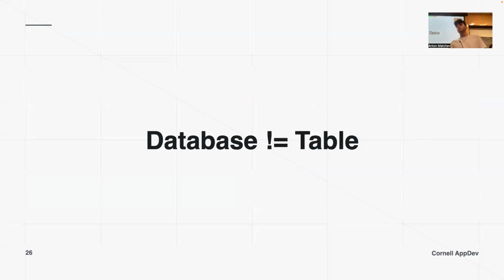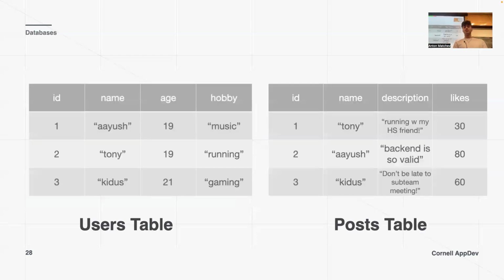One key thing to keep in mind is that a database is not just one table. A database is a collection of tables. If you imagine Instagram, its database doesn't just have one table. It has one for users, one for posts, one for comments, one for messages, a lot of different tables, but they're all encompassed inside that Instagram database. Each table will usually store different values. In users, we have name, age, and hobby. In the post table, we have name, a description of the post, and the amount of likes it has.